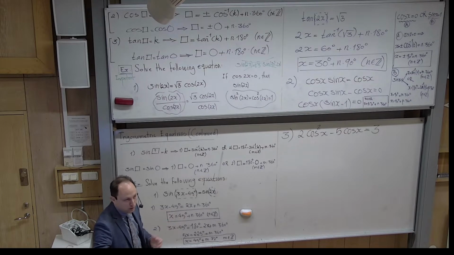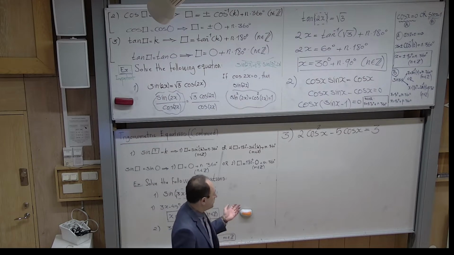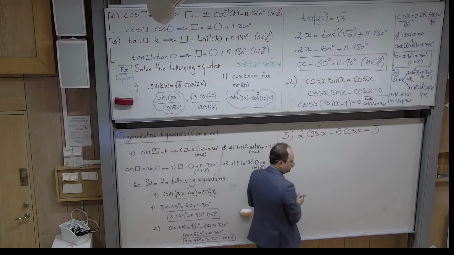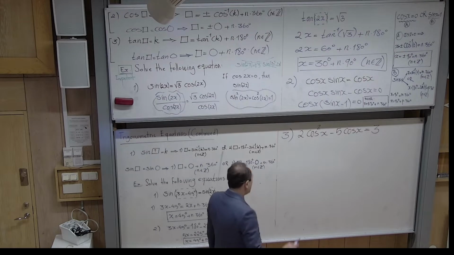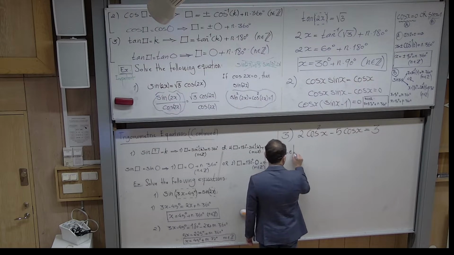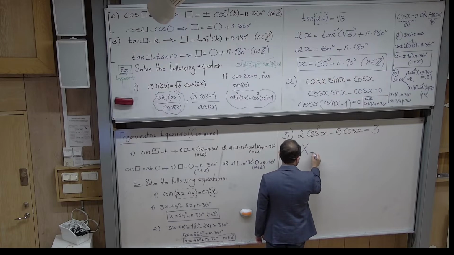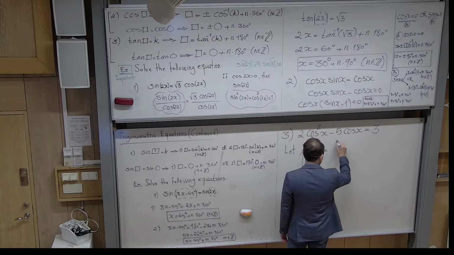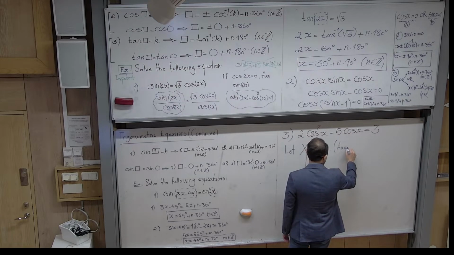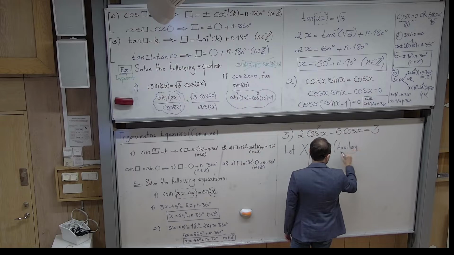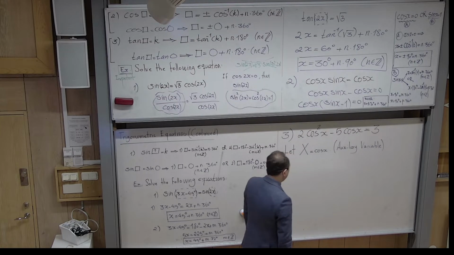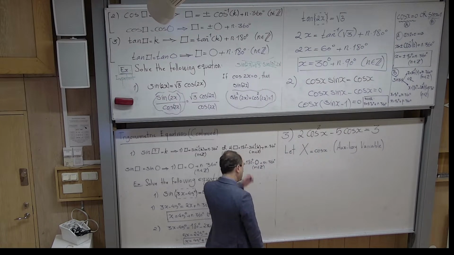So that is exactly a quadratic equation. So that is what we called an auxiliary variable, if you remember. So I would say that let x be equal to cosine of little x. Yes? Auxiliary. Is the spelling of auxiliary correct?